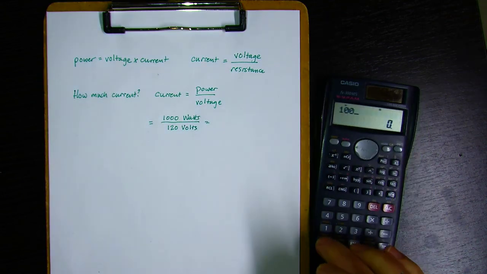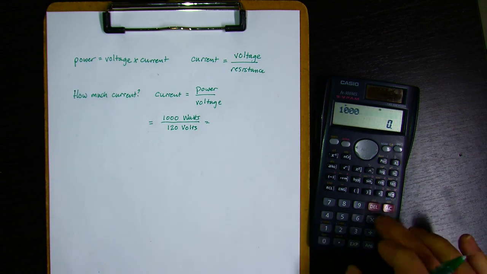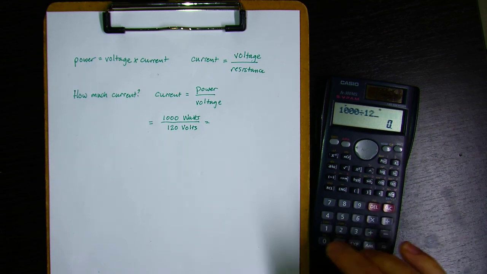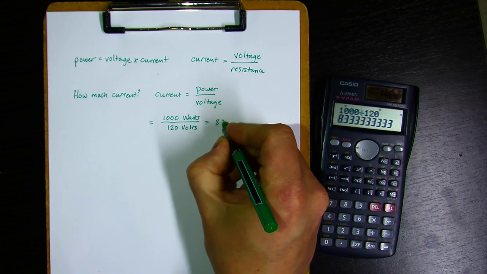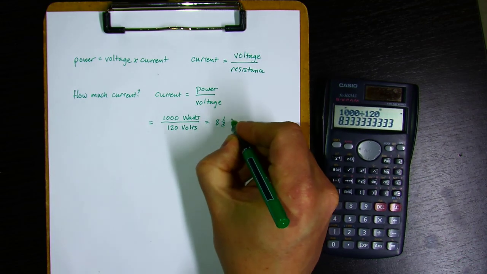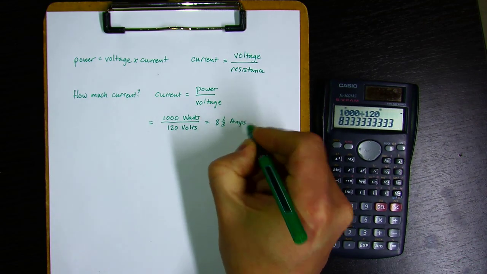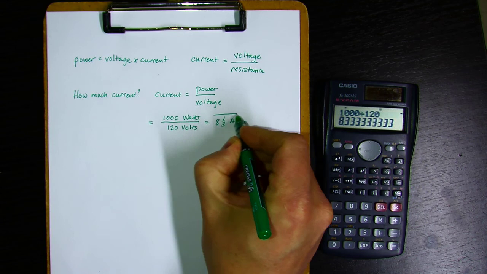And 1,000 divided by 120 is in fact 8 1/3 amps, or 8.3 if you prefer.